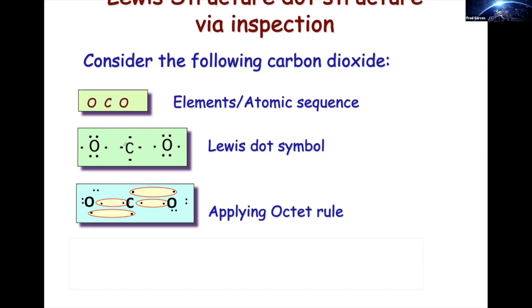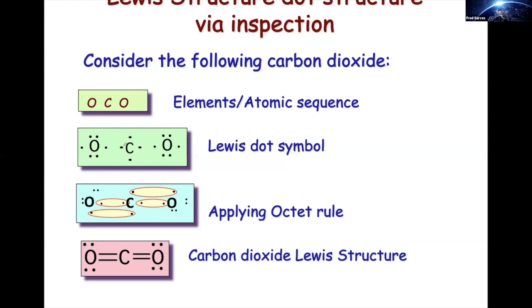If you do that, you come up with this type of structure. Remember, 2 electrons that are shared between 2 atoms represent a bond. So what we have is 2 bonds between each carbon and oxygen. Carbon will have 4 bonds, 2 on each side, and then oxygen, to satisfy the octet rule, has 2 lone pairs.